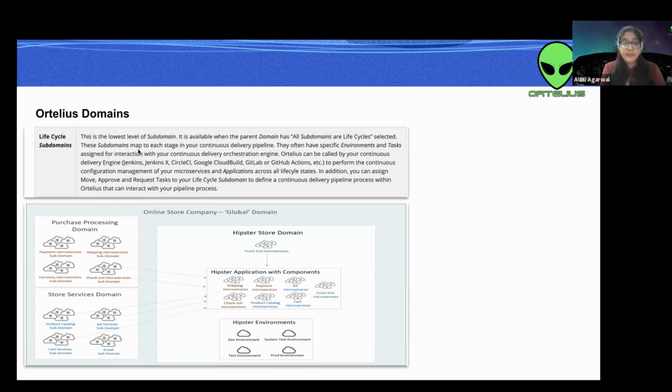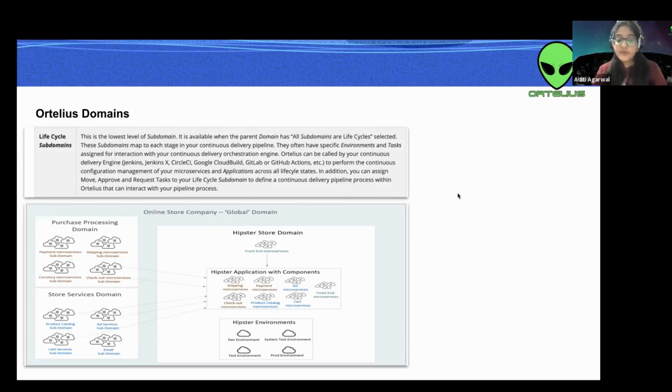These subdomains map to each stage in a continuous delivery pipeline. When we declare a continuous delivery pipeline, these subdomains represent a single stage of your life cycle. So at which stage your subdomain is, whether it is in the development stage, the testing stage, or the production stage. They often have specific environments and tasks assigned for interaction with your continuous delivery orchestration engine.